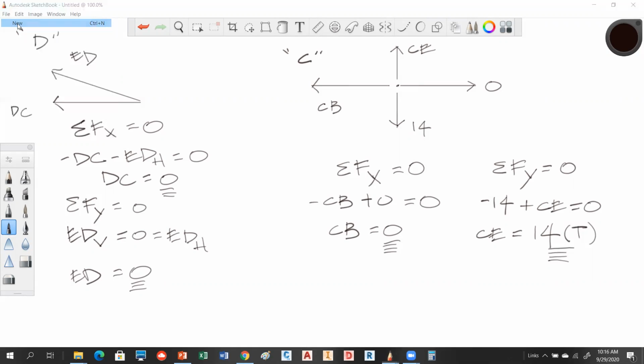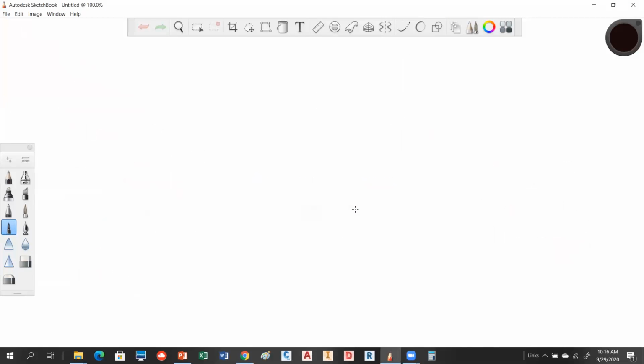Let me go ahead and clean this up. We're going to do joint B this time. This is joint B, and let's see if we have enough information to solve this. Okay, we're going to have a vertical member unknown. Oh, we got another force there too, don't we? We have an external load there as well. So there's my joint.